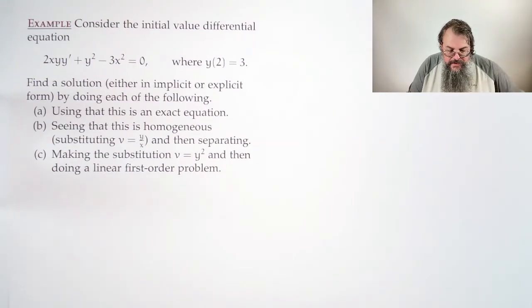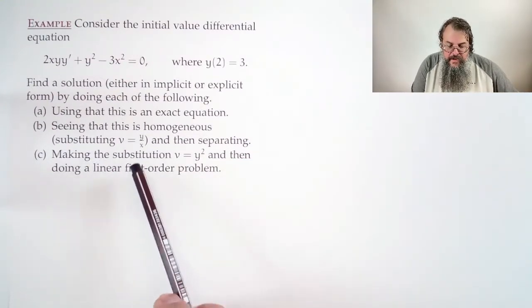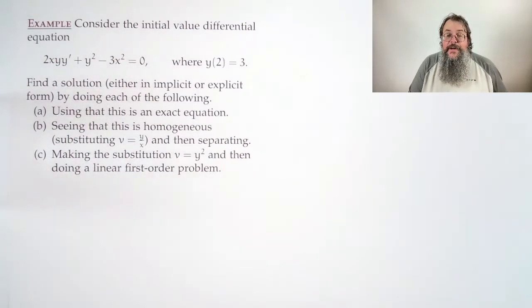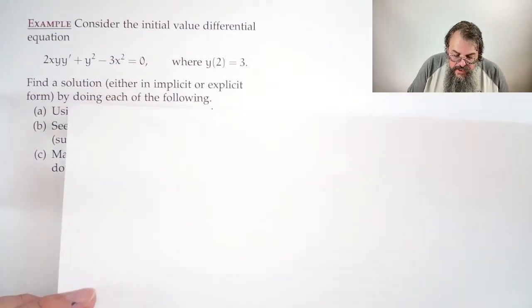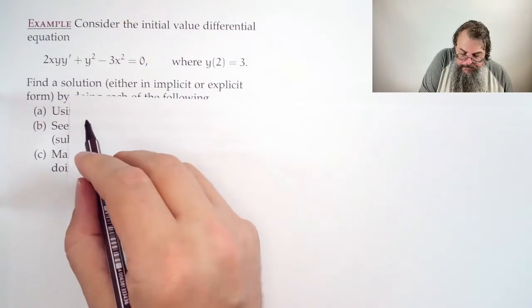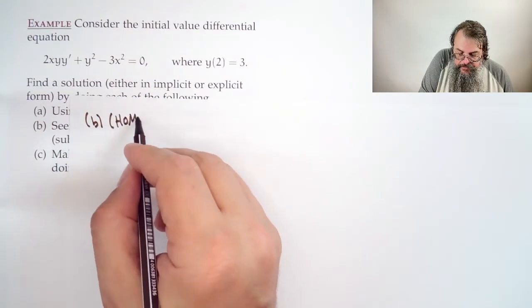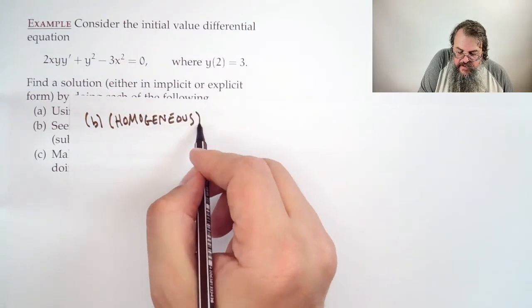Well, let's try part B. Seeing that this is homogeneous. Oh yeah, see how there's an xy, a y squared, and an x squared? Everything is like a degree 2. And so we're going to do it by homogeneous. Okay, so for part B, homogeneous. All right, let's follow our process here.